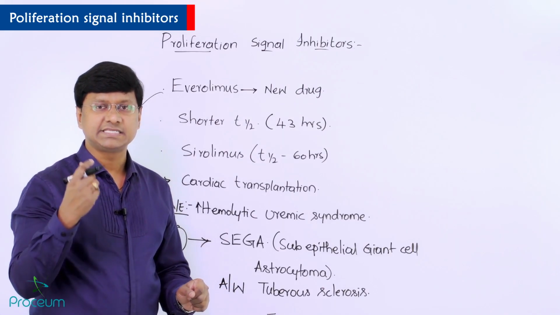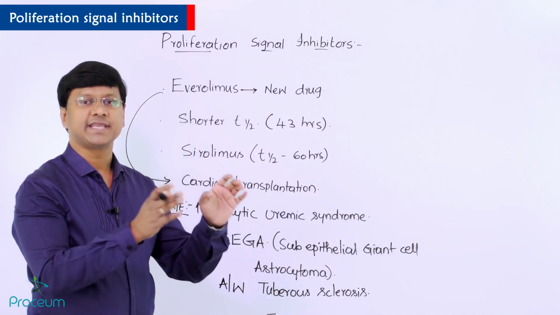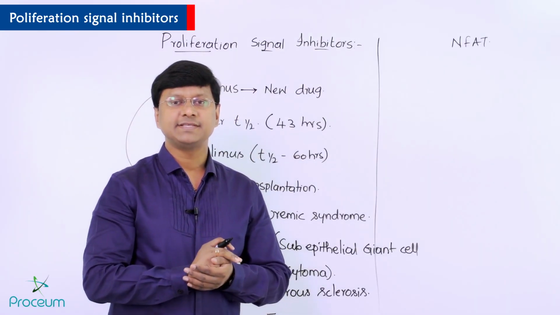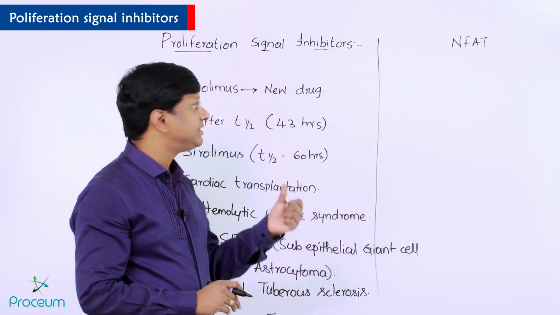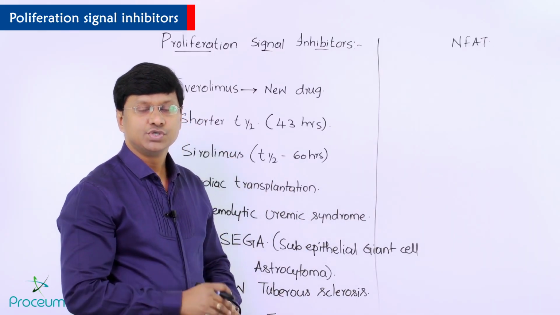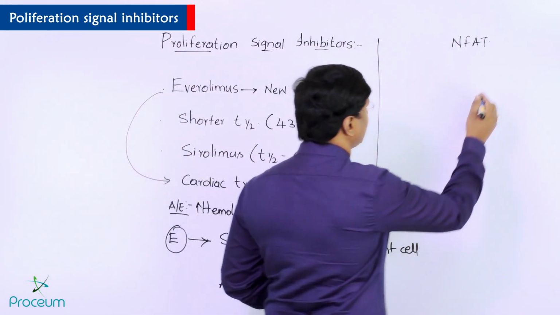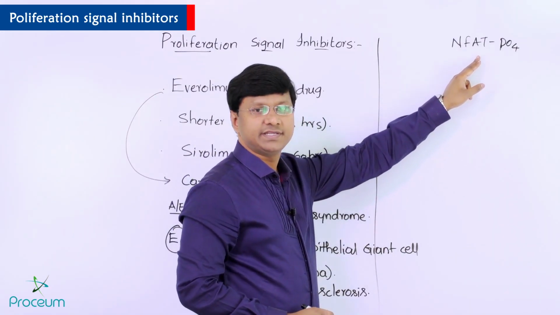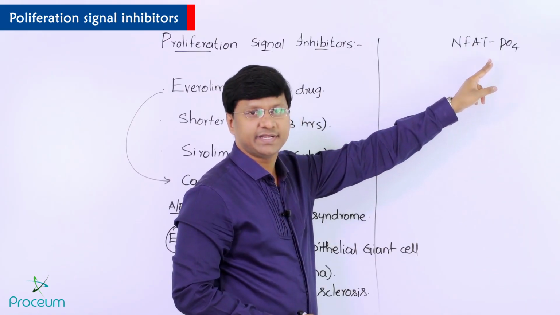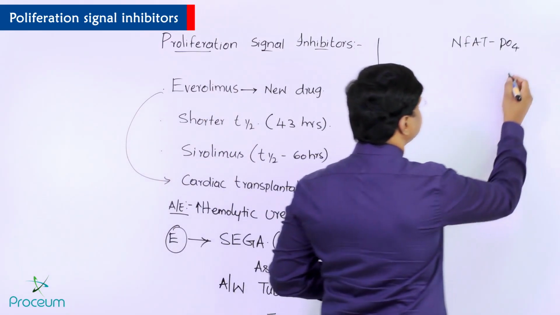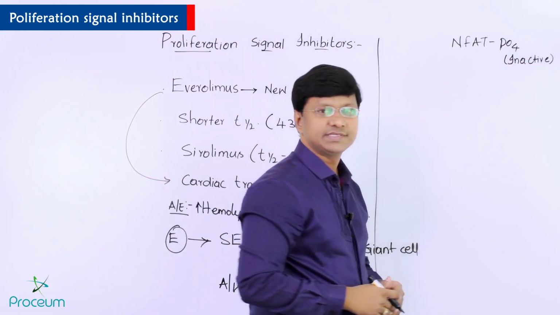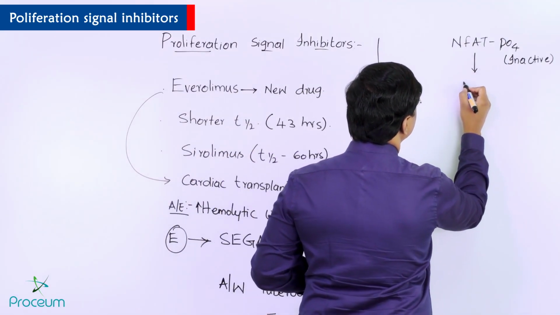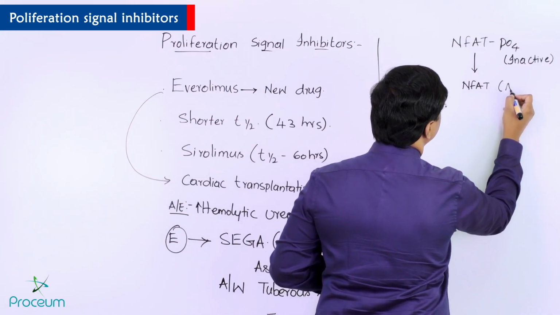Now what I'll do is summarize the mechanism of action of the calcineurin inhibitors as well as the proliferation signal inhibitors. We have initially what is called NFAT phosphate. What does NFAT stand for? Nuclear factor of activated T cells. Initially, NFAT phosphate is in the inactive form. It is converted into NFAT, which is the active form.